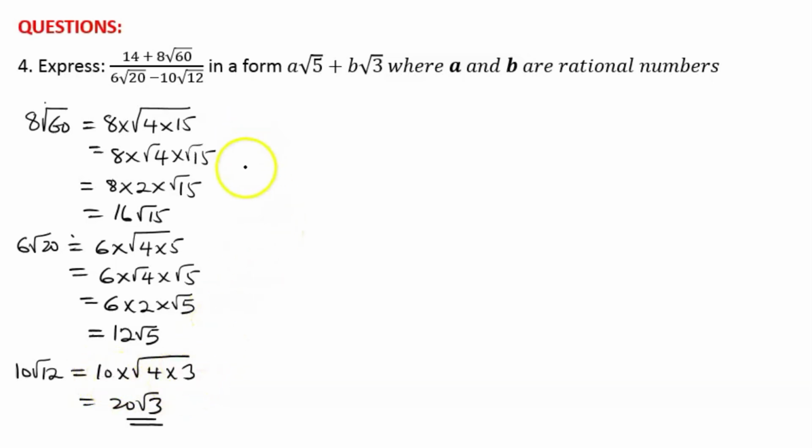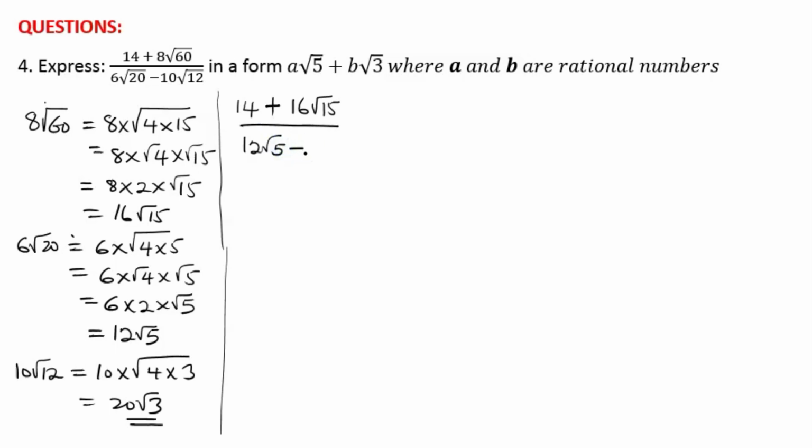All right, so what do we do now? Let's put all this back into what the examiner gave us. So in this question we have 14 to be added to 8 root 60, which is now 16 root 15, divided by 6 root 20, which is now 12 root 5, minus 10 root 12, which is now 20 root 3.